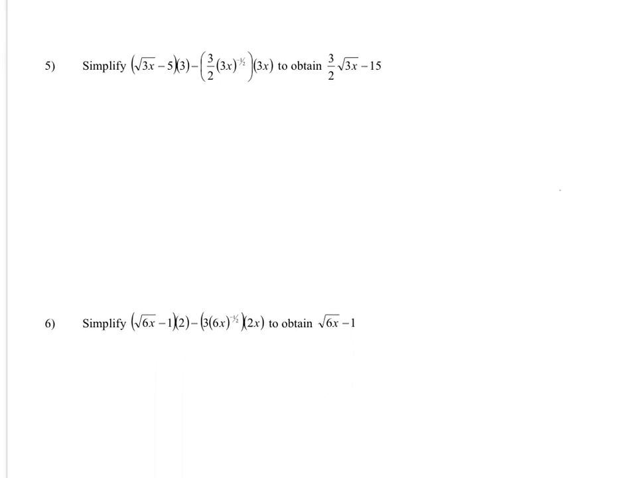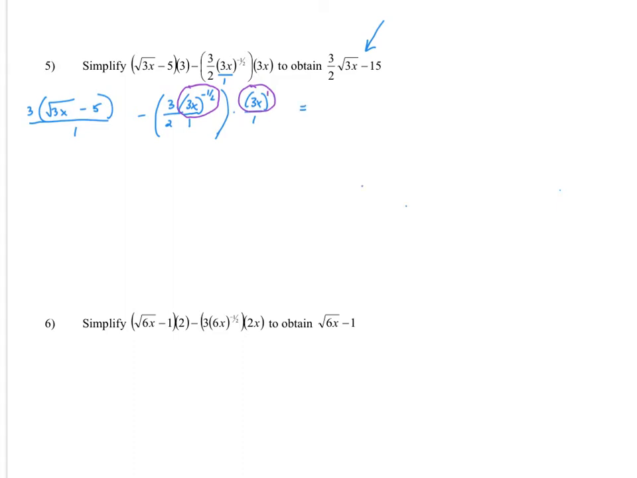Okay, let's skip down to number 5. It says simplify the quantity root 3x minus 5 times 3 minus 3 halves times 3x to the negative 1/2 all times 3x to obtain this thing right here. Now there are a number of ways that we can think about this problem. It's always helpful to rewrite our expression with denominators. At this point, it's very helpful to notice that we have 3x to the negative 1/2 times 3x to the first. Same base, add the exponents.